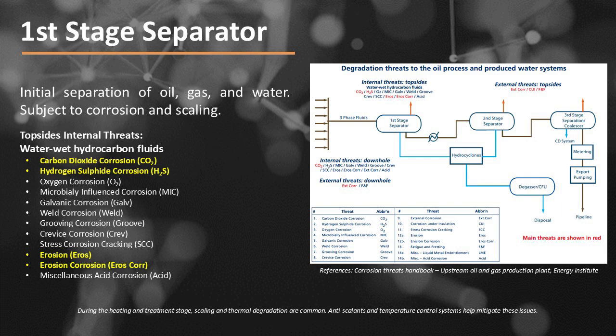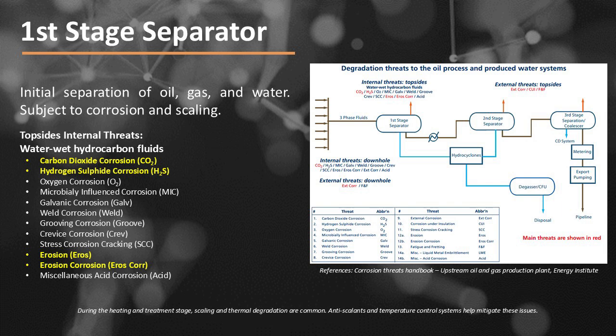Number 6 is galvanic corrosion, which occurs when dissimilar metals are electrically connected in a conductive fluid. The more anodic metal corrodes faster. This is a concern in mixed metal piping systems or where clamps and supports are made of different materials.